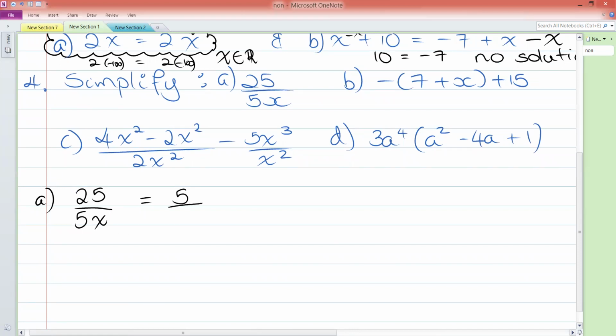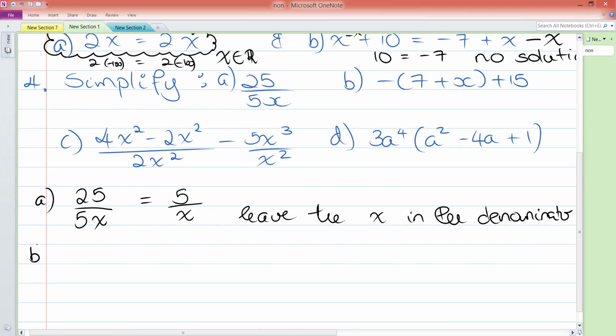Now this x at the bottom can't cancel out with anything else, so you're going to leave the x in the denominator. It's not going to suddenly come up and become 5x. Leave the x in the denominator. Okay, very important.